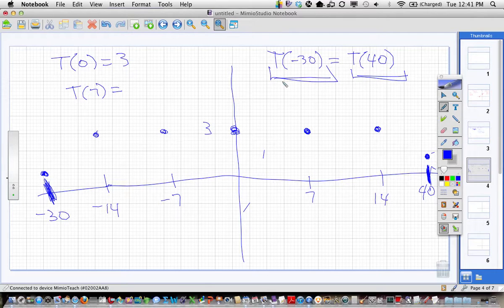Next. Anything other than 60 and 69? What was the one about the child's temperature?